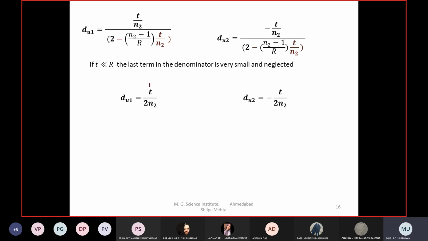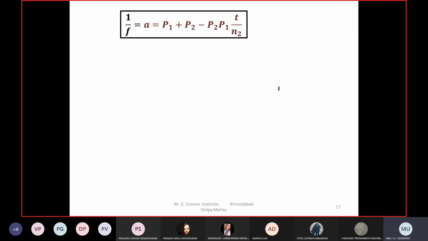If the thickness of the thick lens is known, and if its refractive index is known, then we can find the position of the unit planes for the thick lens.